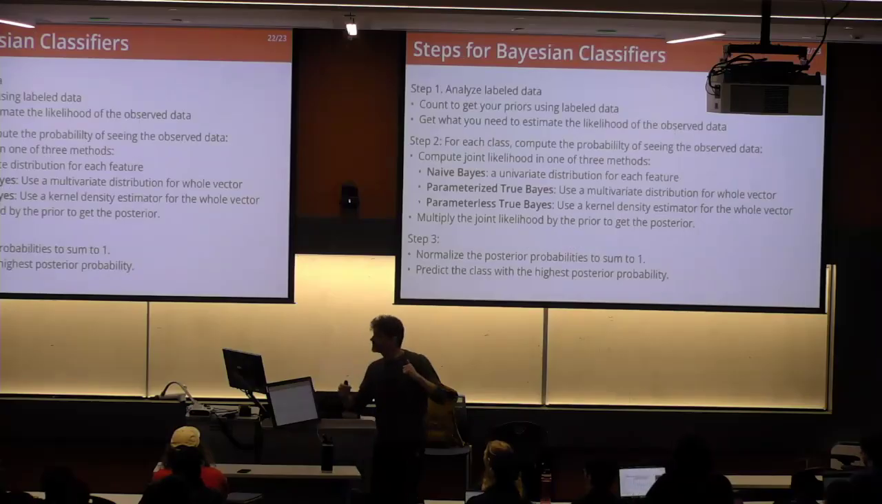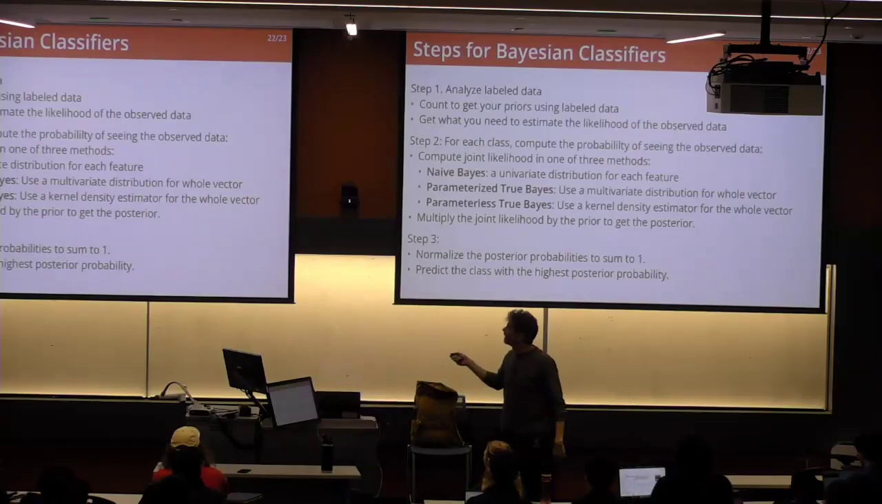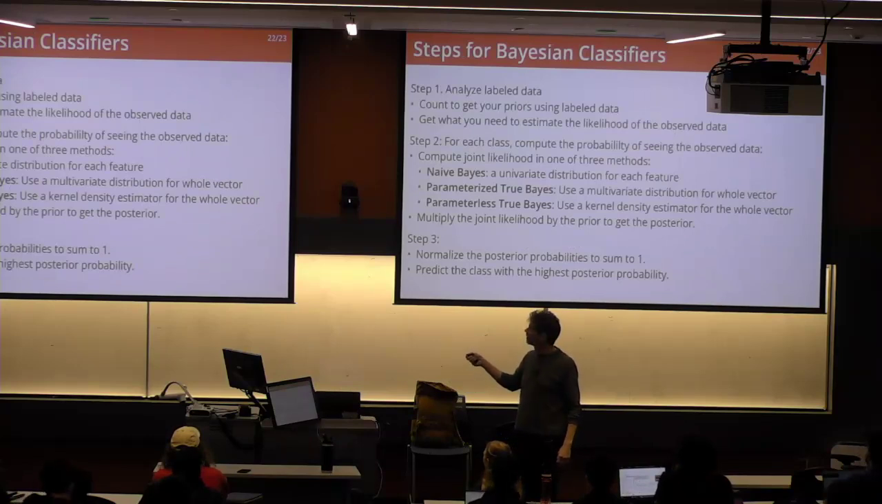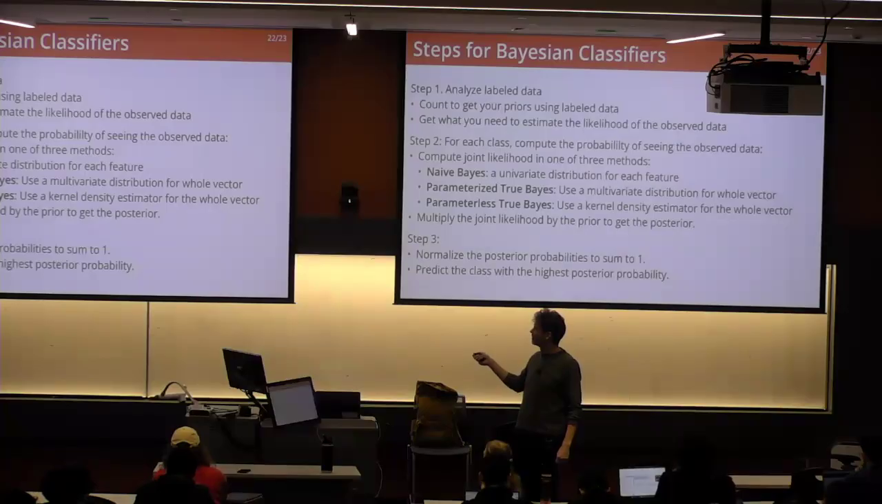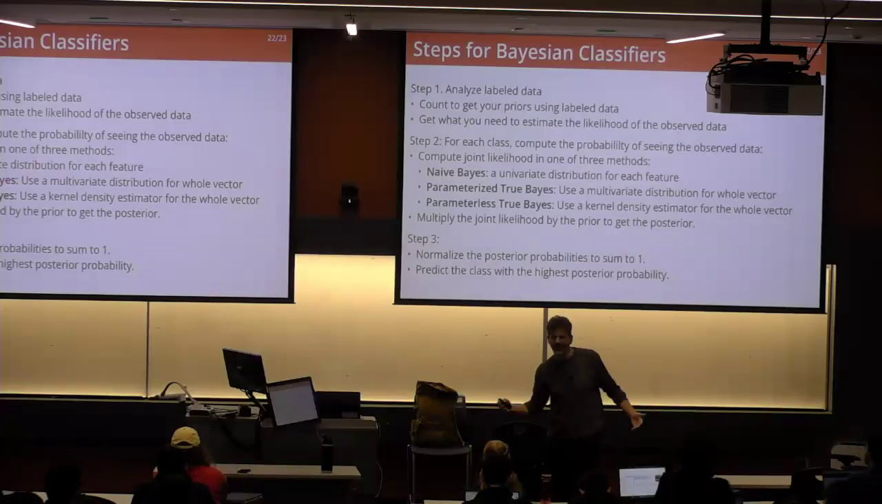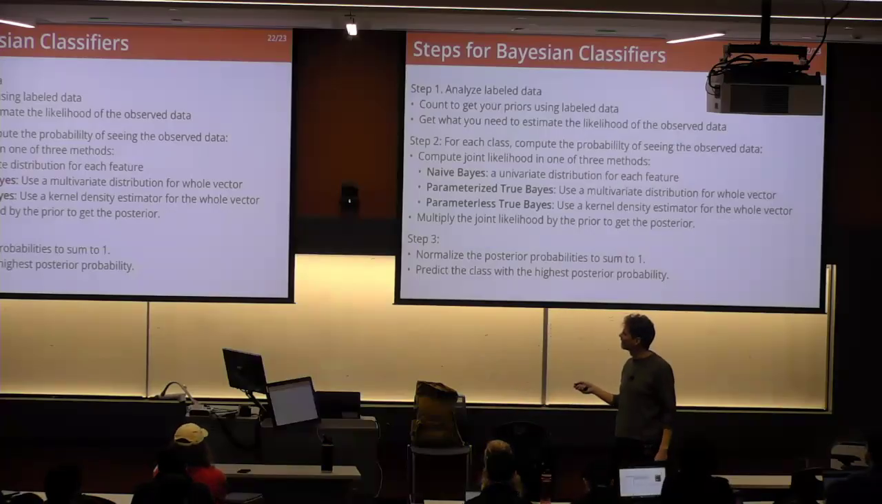So for the Bayesian classifiers, if you're not going to do naive, same idea. You count to get your priors. You come up with parameters that you need for the likelihood of the observed data. And then if you're doing naive Bayes, you use a univariate distribution for each feature, and then you multiply them together. If you're doing a parameterized true Bayes, you use a multivariate distribution of some sort. We were just talking about the Gaussian version, and that's the one that's popular. Among all the multivariates, the one you bump into is the Gaussian multivariate. There are other ones, but not nearly as popular.